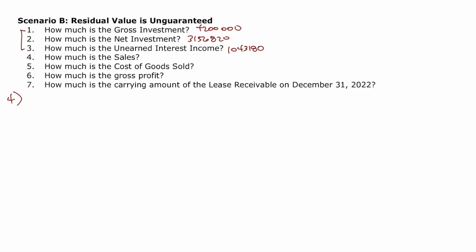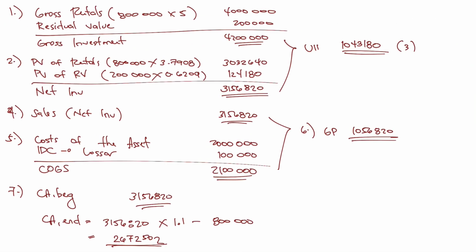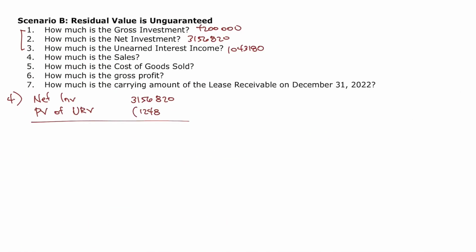So, here now we go to number 4. How to compute sales? Sales will be equal to the net investment or fair value, whichever is lower. However, there is no fair value, so we use the net investment, 3,156,820. Then, I have something to subtract. What am I subtracting? That is the present value of the unguaranteed residual value, which is 124,820. So, sales will only be equal to 3,156,820 minus 124,820, or this is equal to 3,032,000. So, requirement number 4, 3,032,000 will be the final answer. Okay?